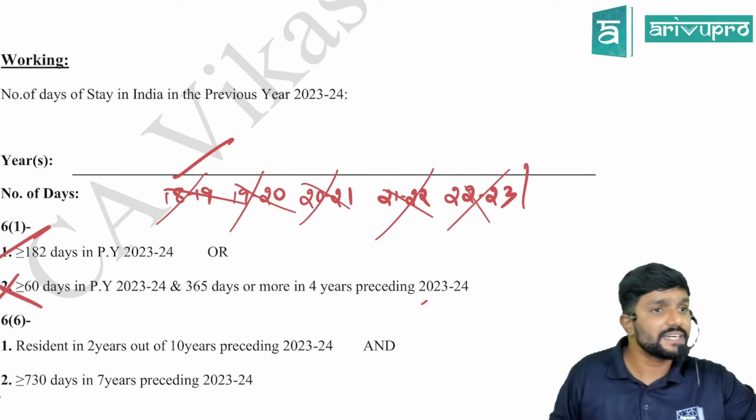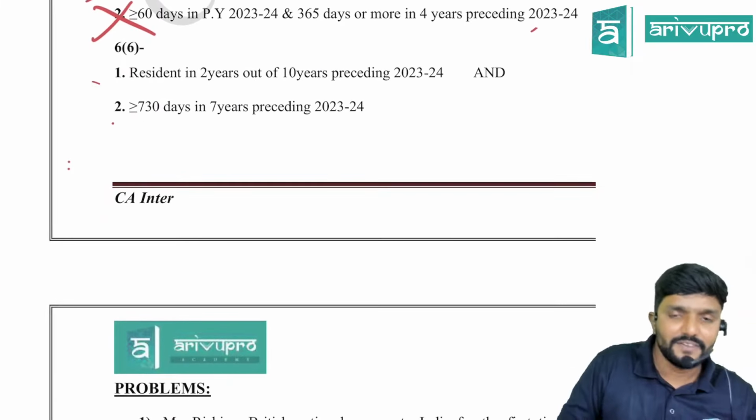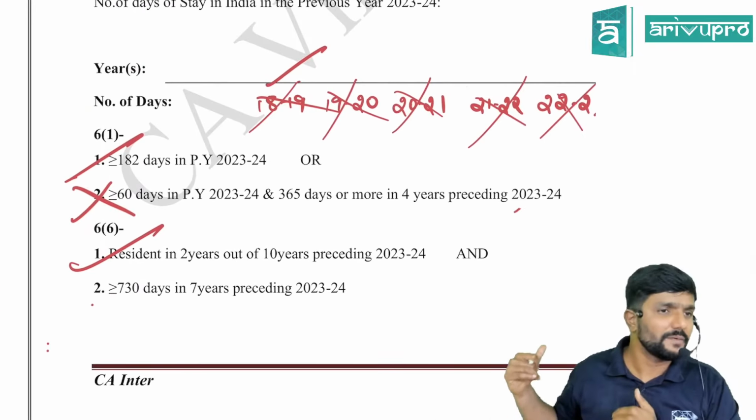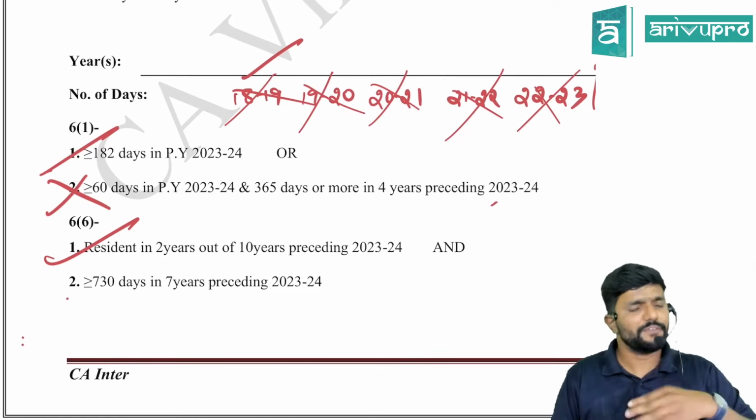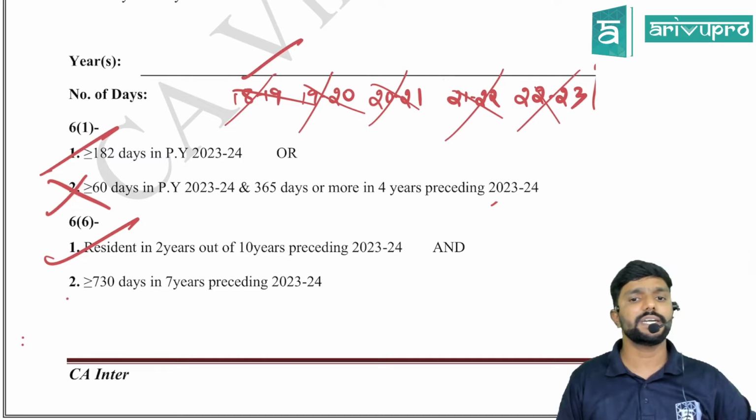So did he satisfy the first condition? Yes, sir. How to explain? I will show it. I'm just trying to get the answer first. Okay, first condition satisfied. What is the second condition?